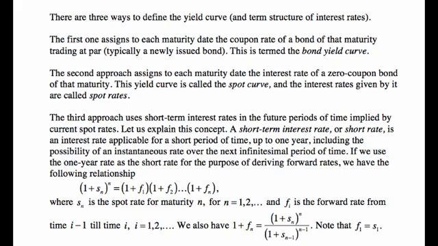Now, the third approach uses short-term interest rates in future periods of time implied by current spot rates. And later on, you'll see that this gives you the interest rates that are embedded in short-term bonds purchased or sold through a forward contract, but we'll get to that later. So a short-term interest rate, or a short rate, is an interest rate applicable for a short period of time. For example, 1 year or less, typically. Short rate basically means virtually always 1 year or less.